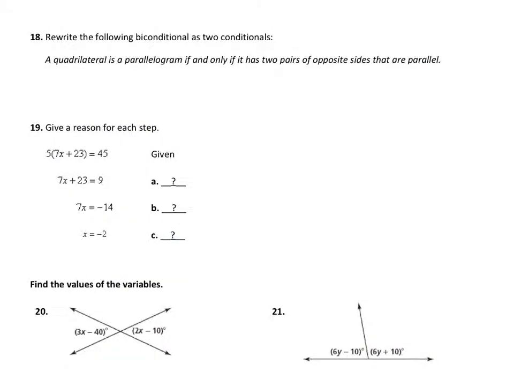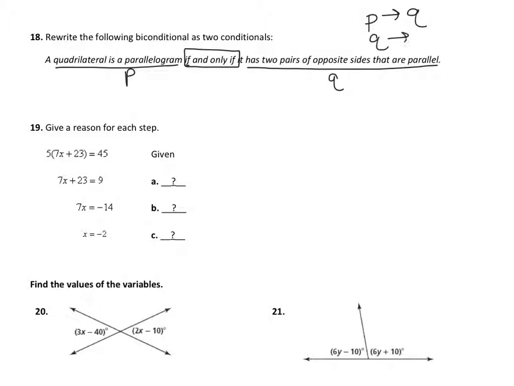Okay, 18. Rewrite the following biconditional as 2 conditionals. So remember, a biconditional has the if and only if. So this is a P. It has 2 pairs of opposite sides are parallel. That's a Q. So for this, to pull this apart into 2 conditionals, I'm going to write P implies Q and Q implies P.